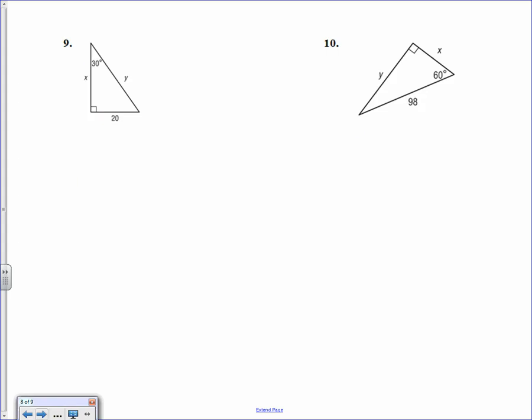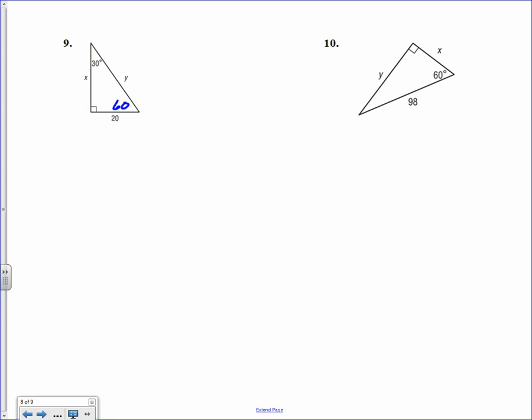All right, copy these two down and try to solve them on your own. Again, press pause and do that on your own. All right, so we have a 30, 60, 90.